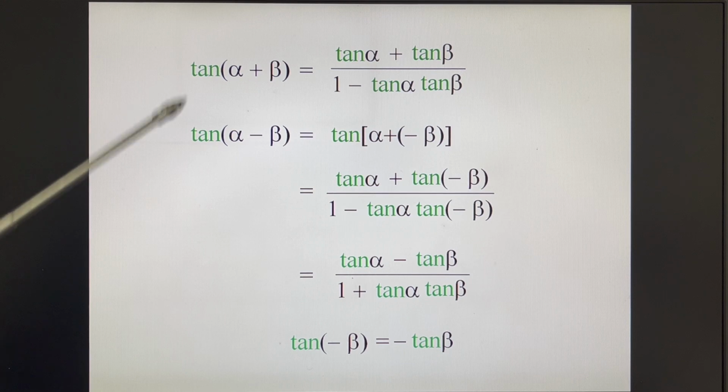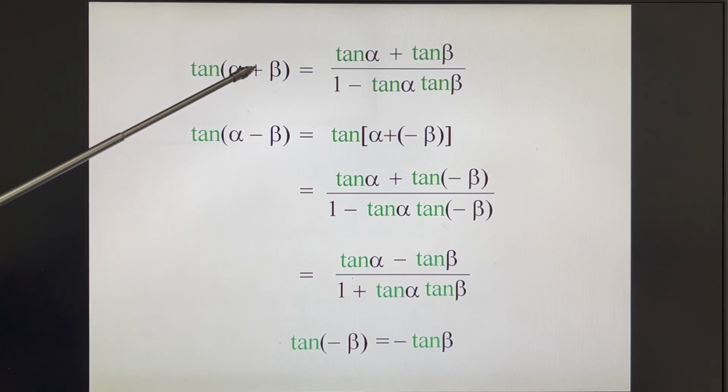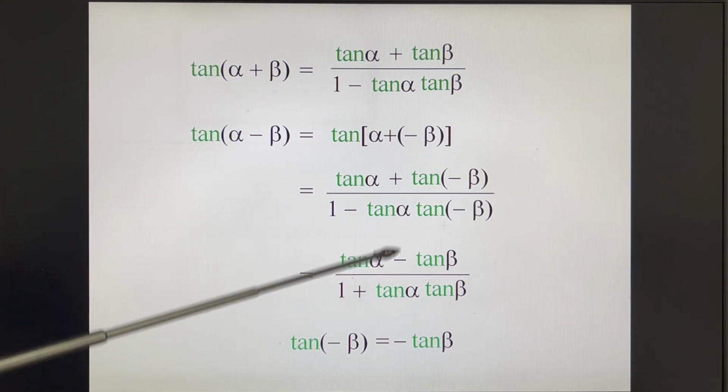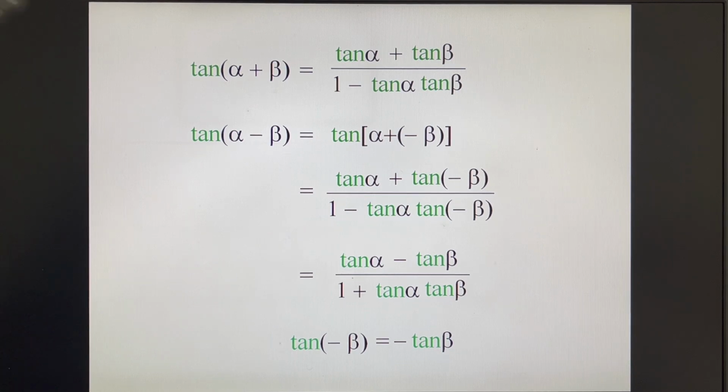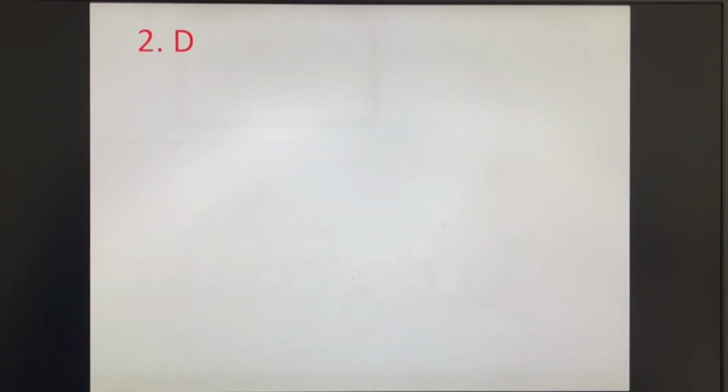Actually, you see, if you change the sign in tangent alpha plus beta, you change this to minus, you change this to minus, you change this to plus, instantly you get tangent alpha minus beta. Now we deduce others.